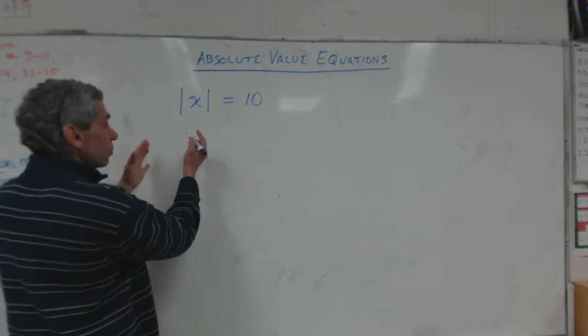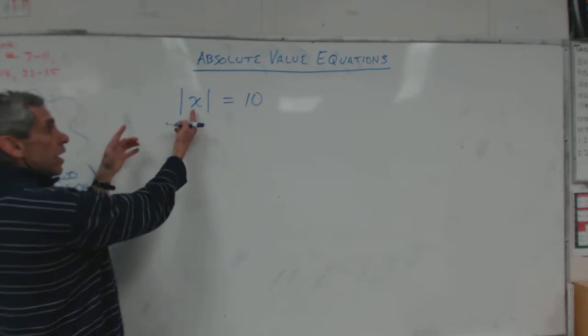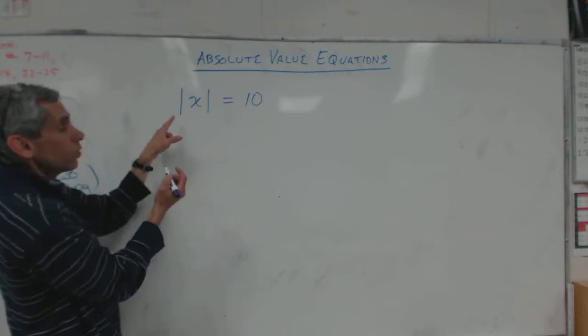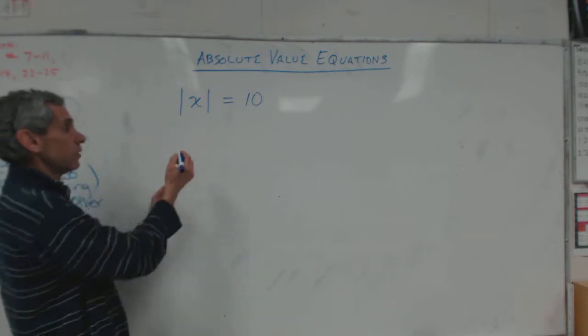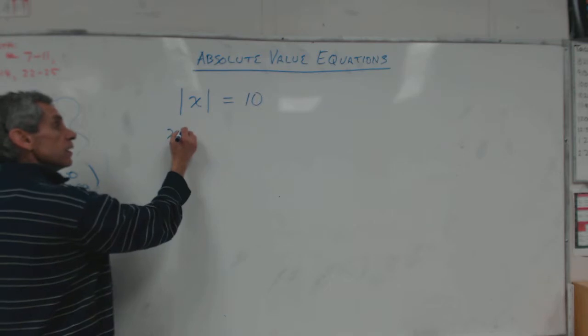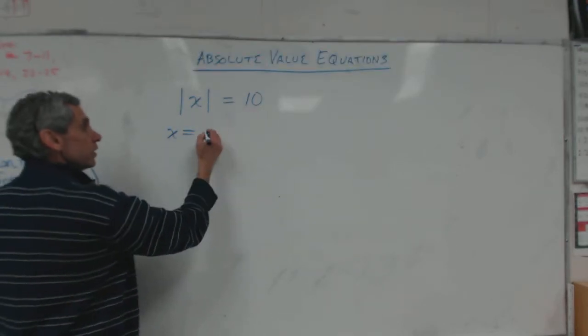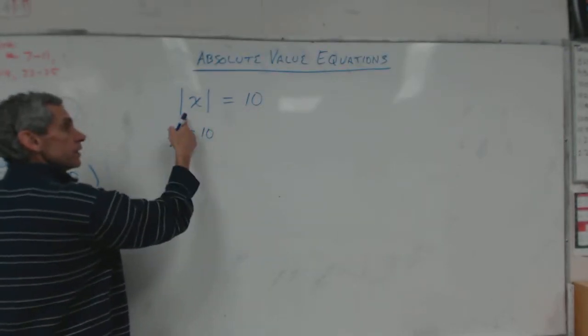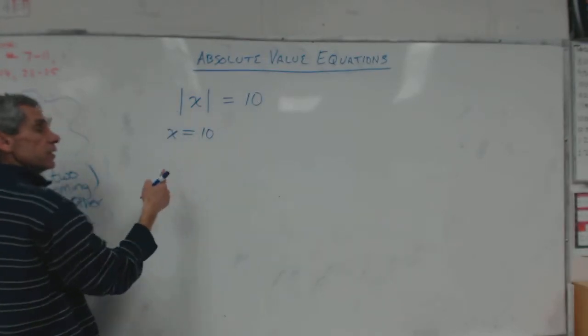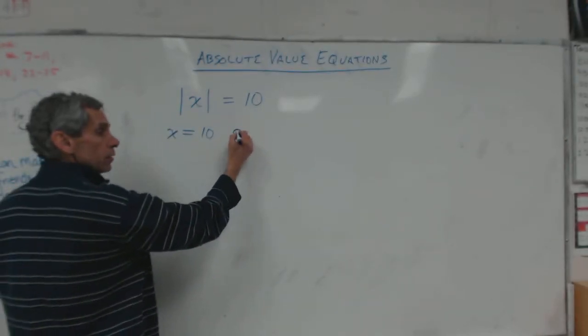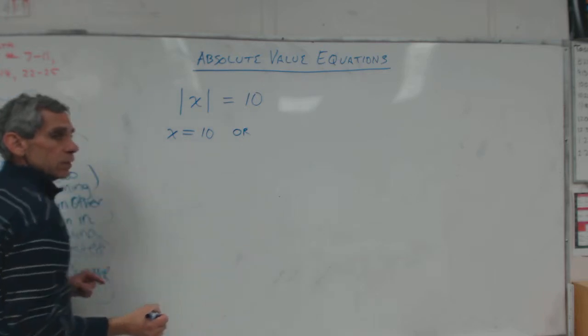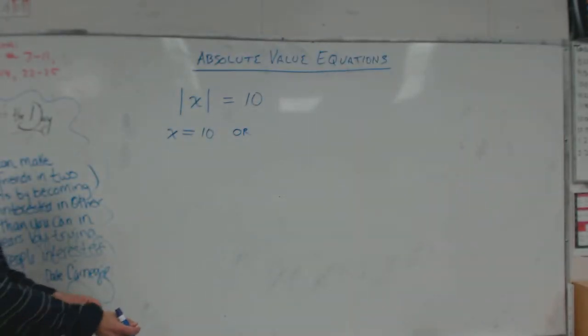So what I could do is this. I take this, I rewrite it without the absolute value signs. I go like this: x equals, and I write exactly what's there, 10. So my first one is exactly what's here without the absolute value sign, and then I write the word or. So you writing this down, Weston? You're going to need this in your notes. Yeah, I've got it.